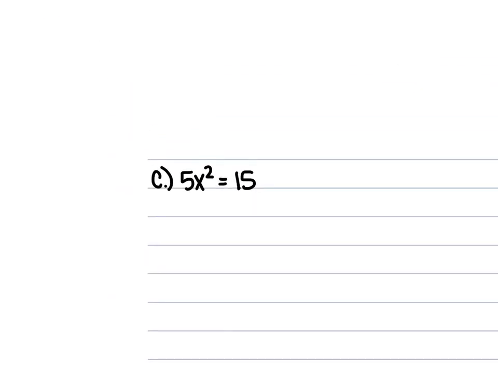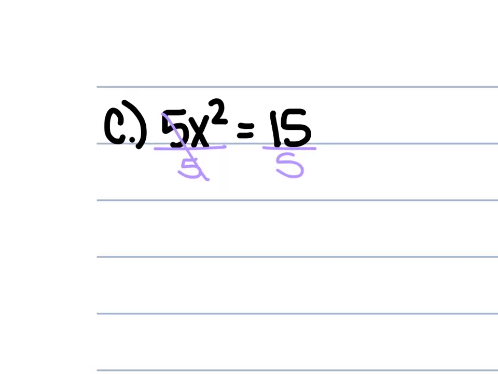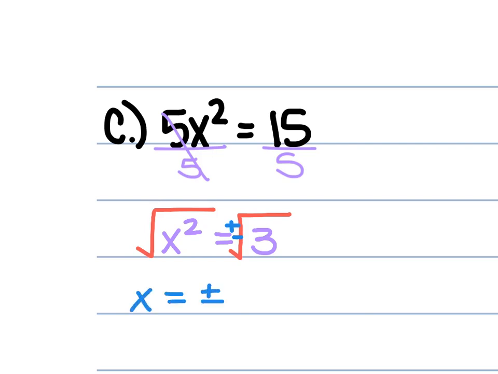If we look at our next example, C, we have 5x squared is equal to 15. So we're going to take that 5 and divide it by each side. And we're going to be left with x squared is equal to 3. We then take the square root of both sides. When we do this, we cannot simplify the square root of 3, but it is a positive, so we can do that. We just have to put that plus or minus out in front of it, and then we're done. So it's x is going to equal plus or minus the square root of 3.